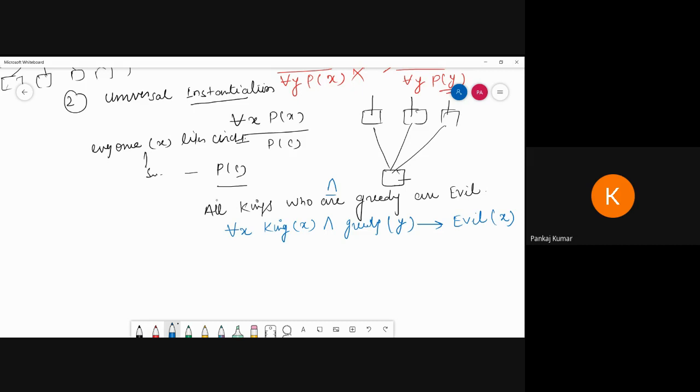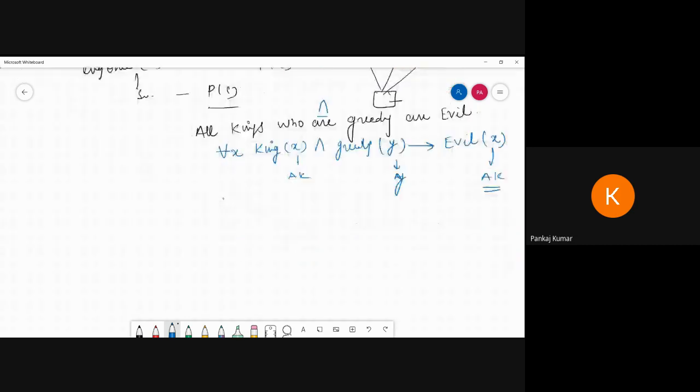Now see, here suppose I am writing Akbar. Here we have no change for y, but here we have to change x to Akbar. So this is the universal instantiation. So here King denotes a very big universal set, and on that basis we have to define all the things. So next, existential instantiation, we are going to discuss.